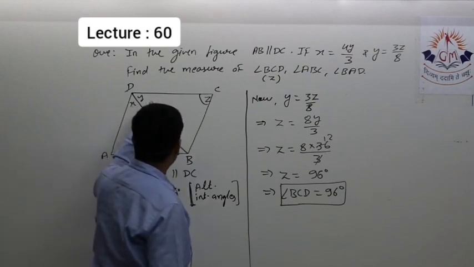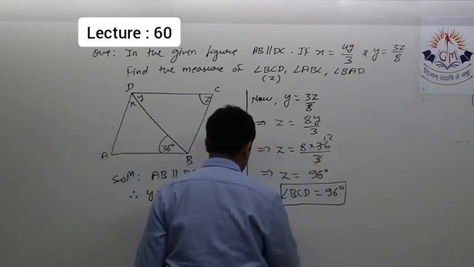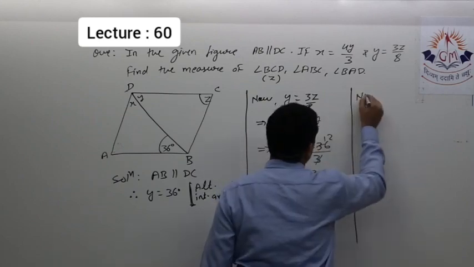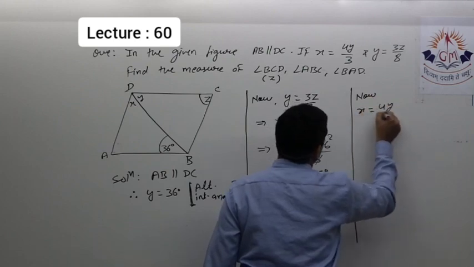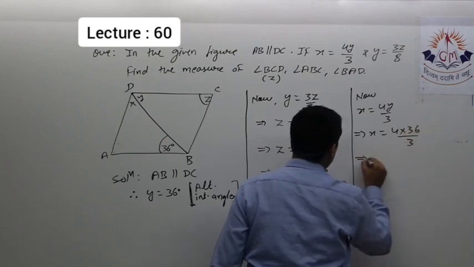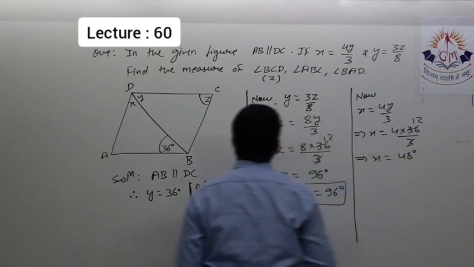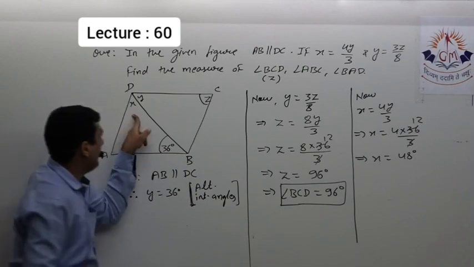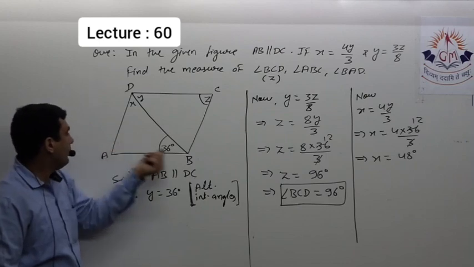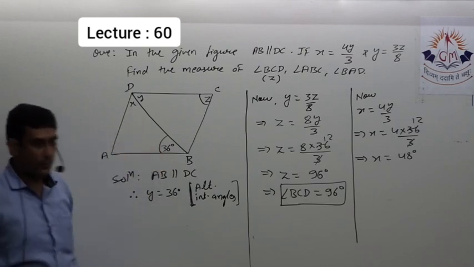Now we'll find x. So now let us see how to get x. Now x is equal to 4y by 3, therefore x is equal to 4 into 36 by 3, so x is equal to 48 degrees. After obtaining x, now I have the measure of x, and I have the measure of this angle, that is 36 degrees. So now I will be able to find the measure of angle BAD by applying the angle sum property.